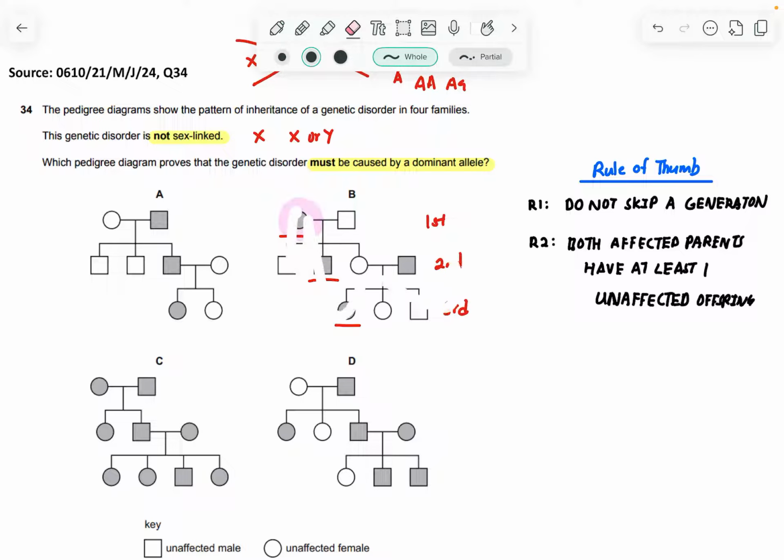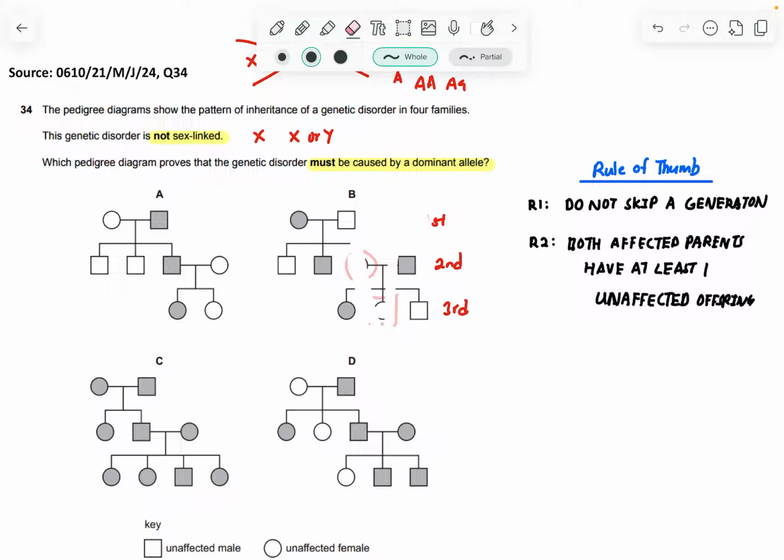The second rule of thumb is a little bit complicated. This actually tells you the answer already: both affected parents have at least one unaffected offspring. Meaning, let's say if we consider the second and the third generation, both of the parents must be affected, okay, this has to be shaded, to give birth to at least one unaffected offspring. So this is one unaffected offspring.